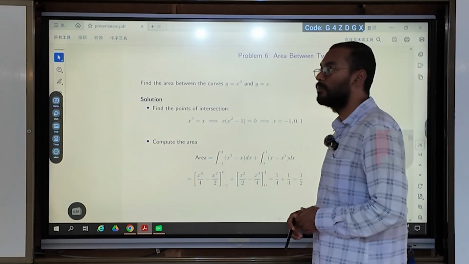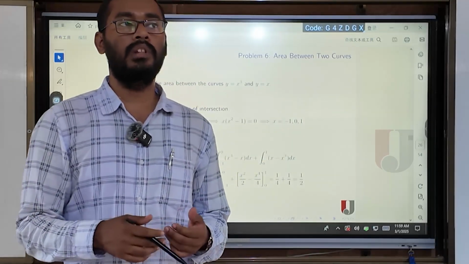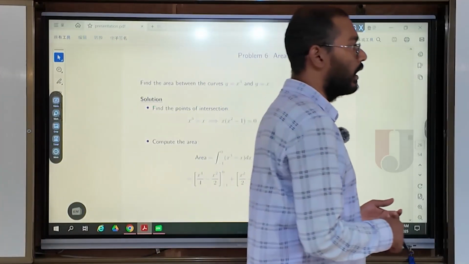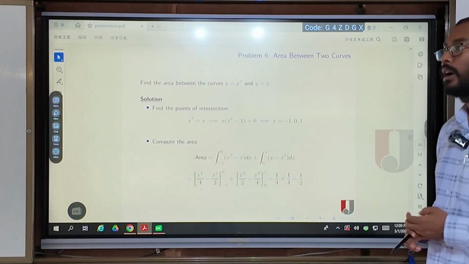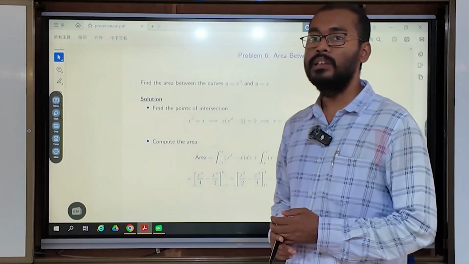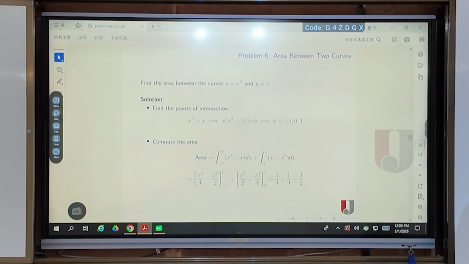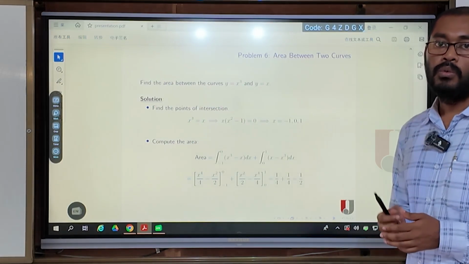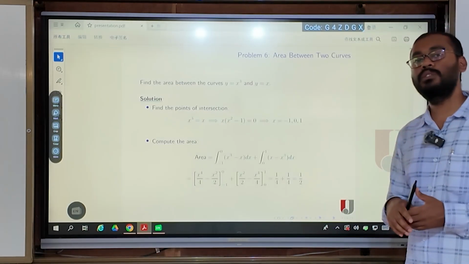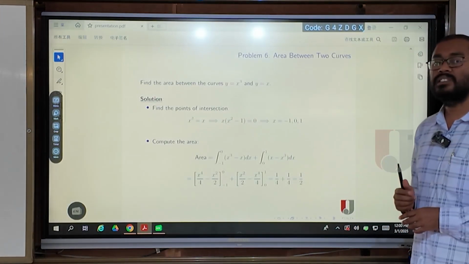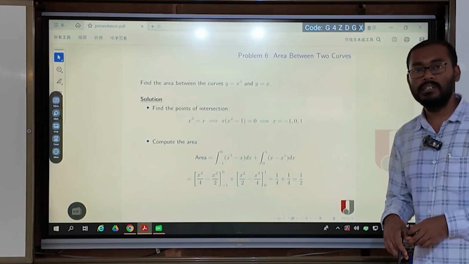So for solving such type of problem, we have to understand three things. First, we have to understand what the curve looks like, so we have to draw both the curves. After that, we have to find out where these two curves intersect. Once we find the intersection points, it is very easy to find the area, because we have to know what the integration limits are, the upper limit and lower limit. For this purpose, we have to find the intersection points. For this problem, minus 1, 0, 1 are the intersection points.